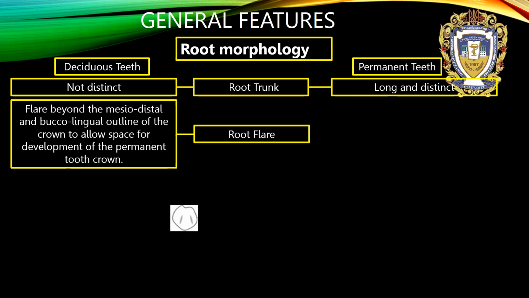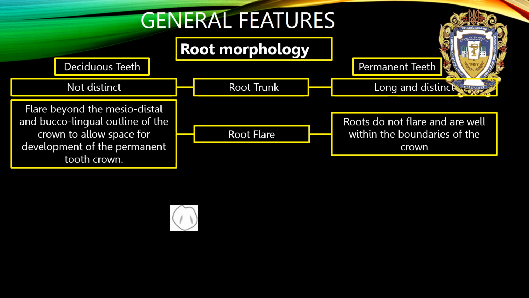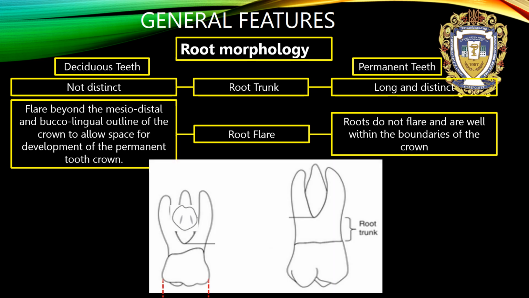Next characteristic, root flare. Temporal teeth roots flare beyond the mesiodistal and buccolingual outline of the crown to allow space for development of the permanent tooth crown. But in permanent teeth, roots don't flare and are well within the boundaries of the crown. Schematically, it looks like here.